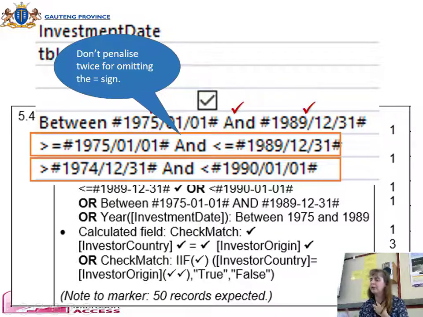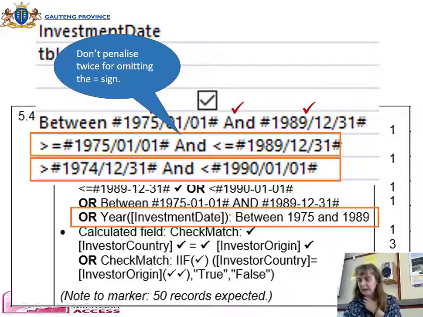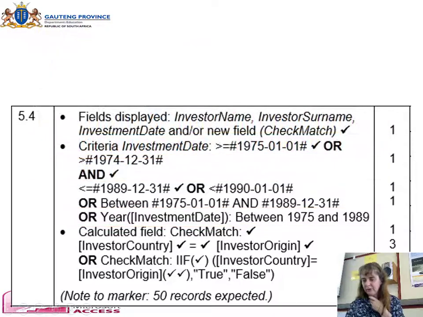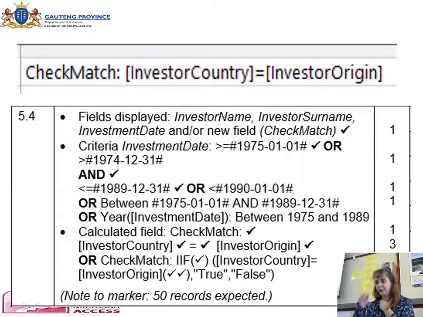I think if the main focus was not necessarily so much on the criteria, then we don't penalize them on that. If it's only for the criteria, only then you penalize them. Because the main focus here is actually the calculated field that needs to be typed correctly. Because here, it's 1 mark only. So you also just check on the mark allocation. And then there's the year one that you use. And now we look at the calculated field itself. So the first option, when the investor country is equal to the investor region. And it gets the marks.